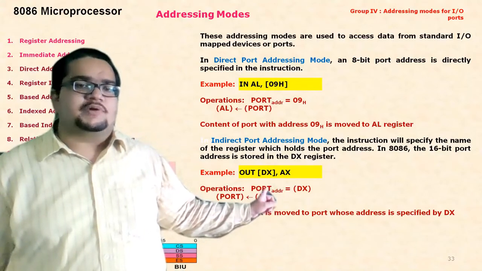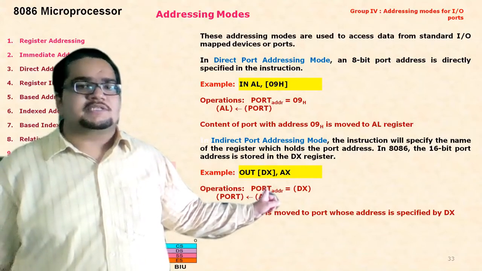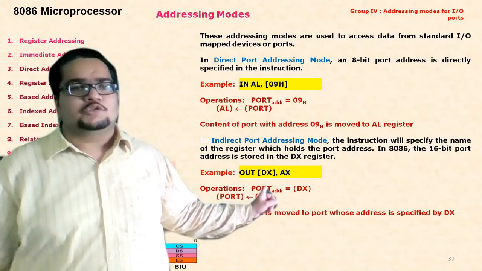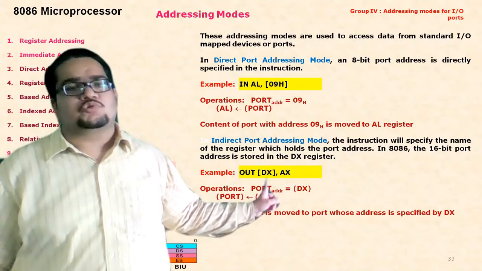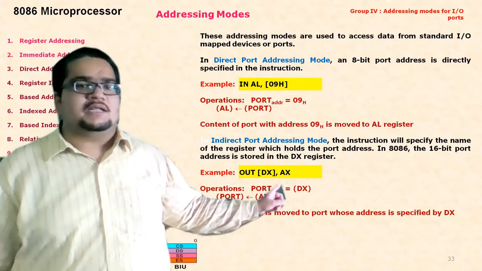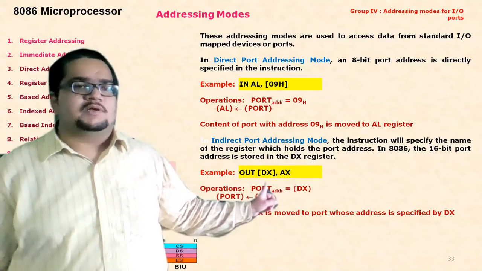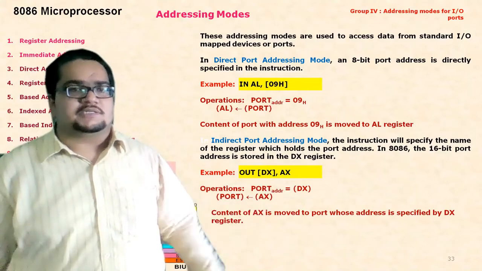where the address of the port is not available as a direct number in the instruction. Instead it is available in the form of a register. So prior to this we have to store that port address into the DX, such that word information can be sent out to that port from this particular instruction.